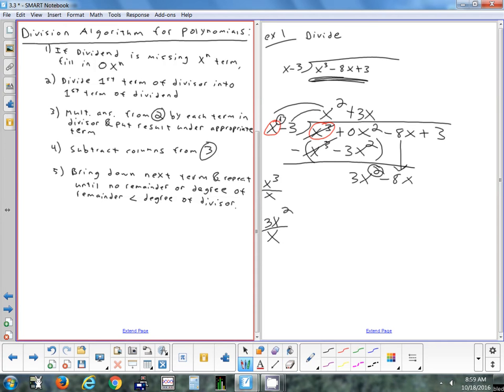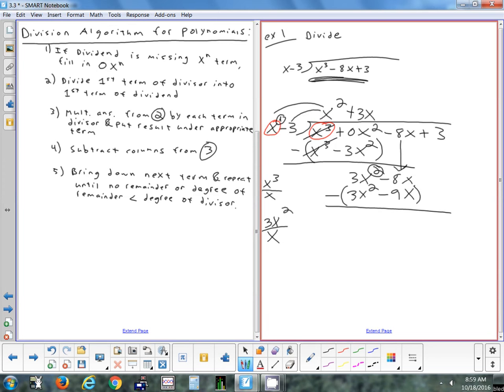3x squared. Yep, 3x squared. And how about 3x times negative 3? Negative 9x. Perfect. Step 4, I'm going to subtract. Okay, again, make sure you put parentheses around it so you remember you're really distributing that negative out.